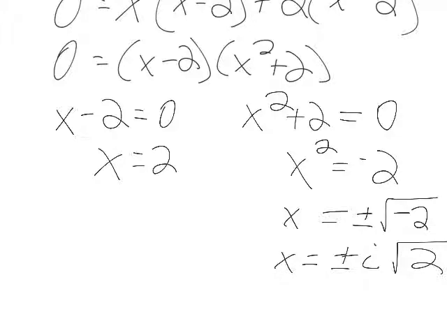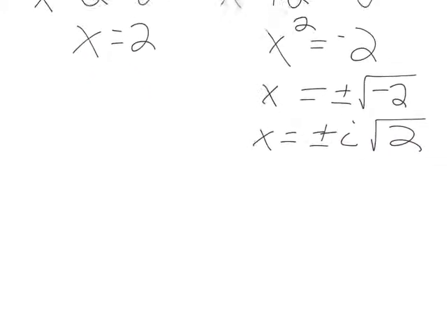So I've got 3 answers, which makes sense. This is a 3rd degree polynomial. We should have 3 zeros. 2 of them are imaginary. These 2 will not make x-intercepts, but this one will. So let's write down what we've found.